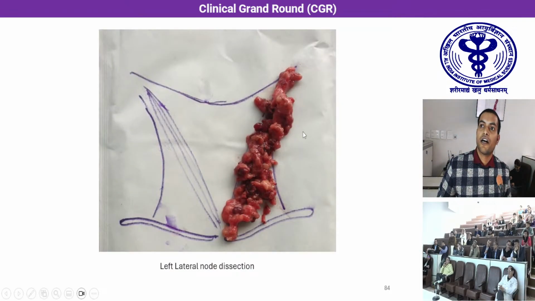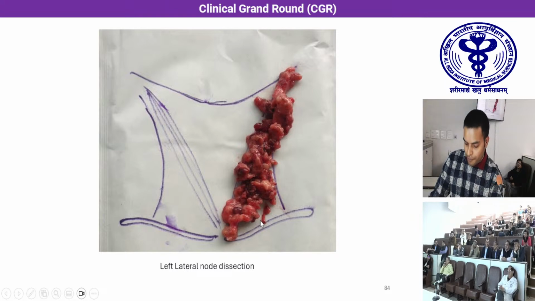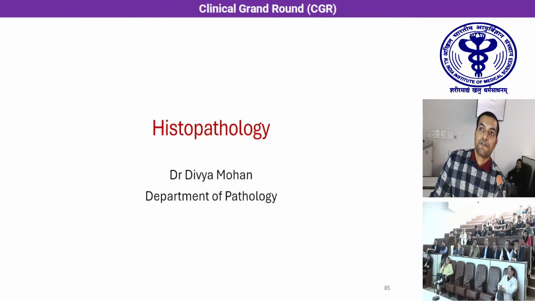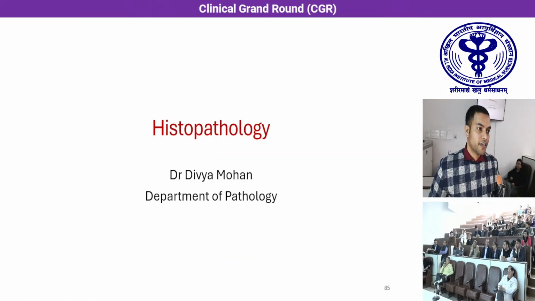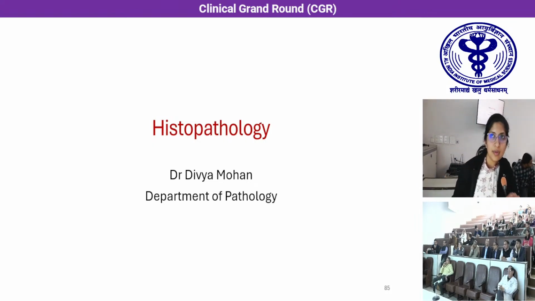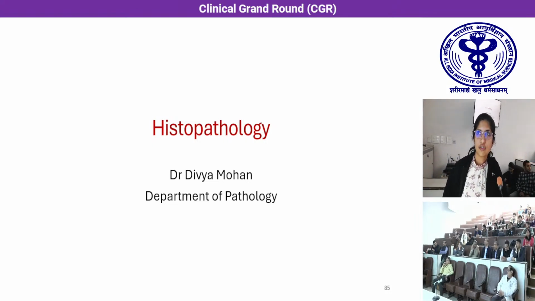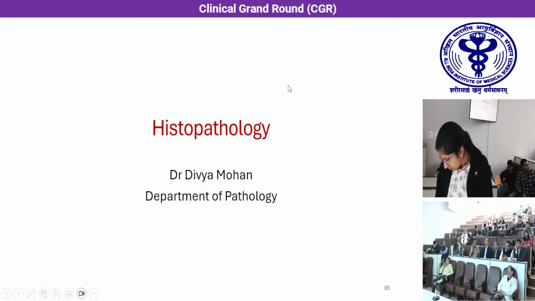This is how the specimen looks after left side selective lymph node dissection from level 2 to level 5. Now I would like to welcome Dr. Divya for discussion of histopathology. Thank you. I'll be discussing the histopathology of MEN-related tumors.